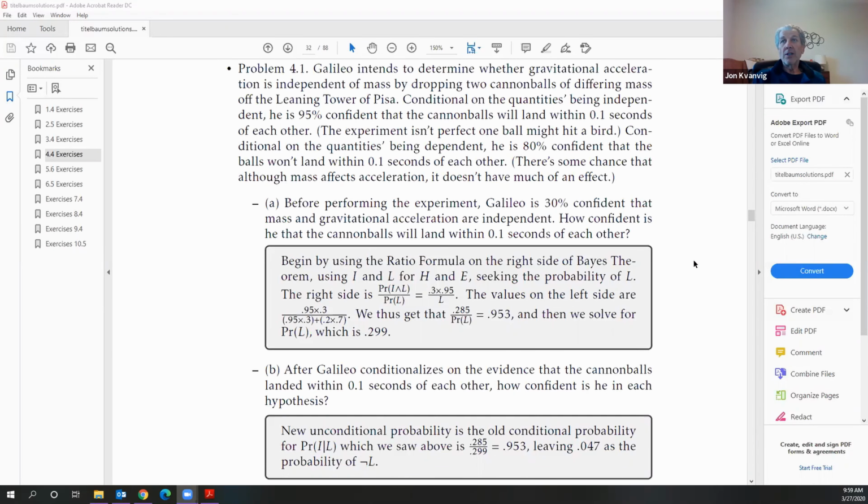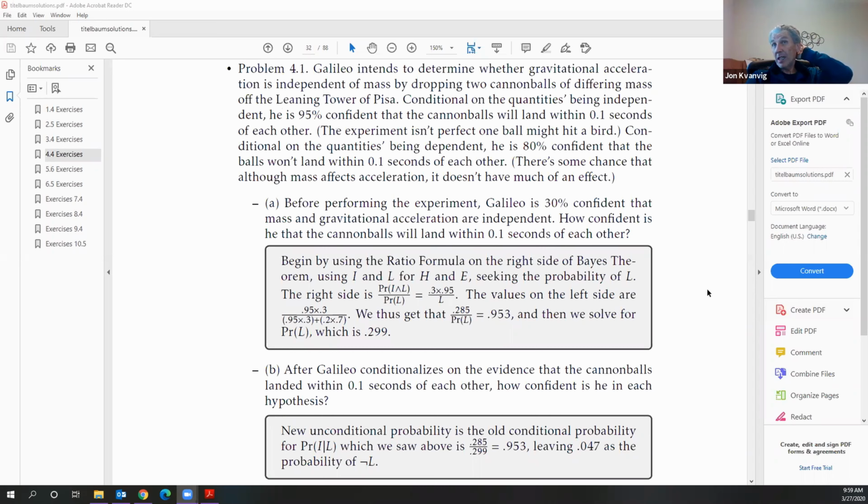The easiest thing to do is to use Bayes' theorem on these. You are told the relevant numbers for applying Bayes' theorem, and then you just plug them in and generate a value by doing so. So we are told something about dropping 2 cannonballs. He's 95% confident that they'll land within 1/10 of a second of each other if the quantities are independent. If the quantities are dependent, he's 80% confident that the balls won't land within 1/10 of a second of each other. And then we're asked to do some calculations.